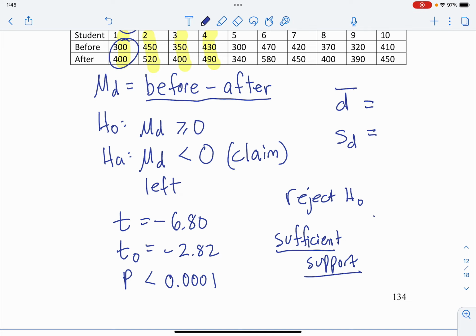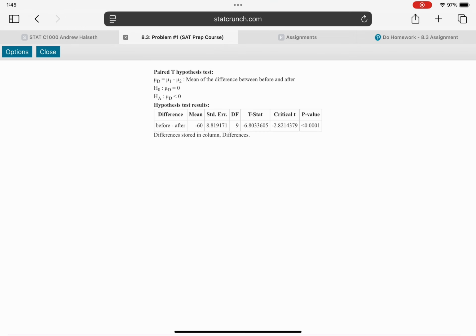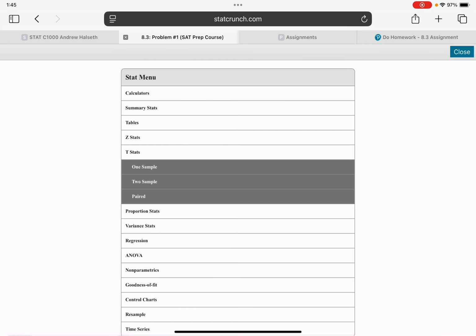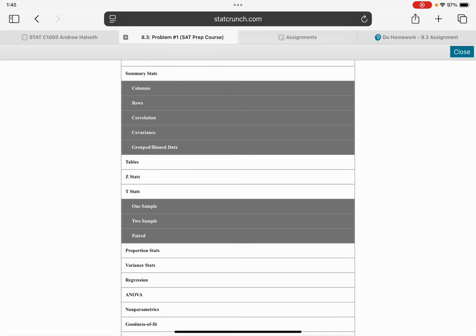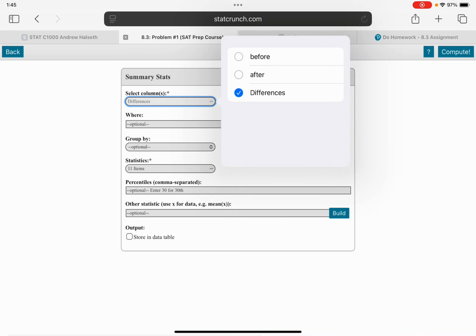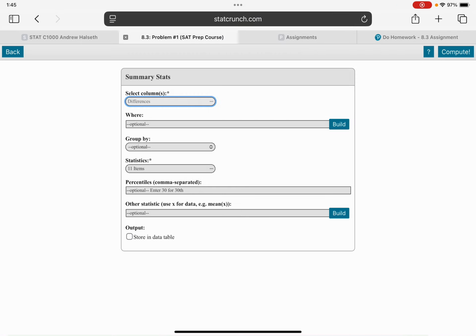So if I go back to StatCrunch and I close this report, look at that third column now has appeared. That is the differences of all the pairs. And what I want is the mean and standard deviation of that column. You've done that way back in chapter 2. So to get those values, go Stat, and we're going to do summary stats. Remember that back from chapter 2. Summary stats of a column. And then we just got to select the column. It's the differences. And then we just click compute.